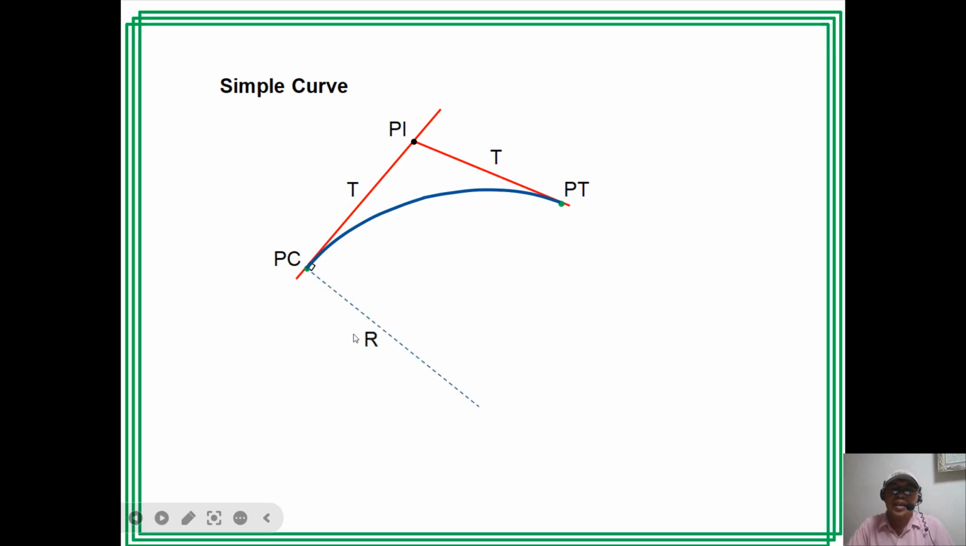Then we have here the radius of the circular curve. So we have this as R. The radius and the tangents are 90 degrees to each other. So we have here the point O, which is the center of the circular arc. Then we have here the central angle I, and this is also I here by law of tangents of an arc of a circle. Then we have here the length of the long chord C. Then we have L sub C, the length of the curve.